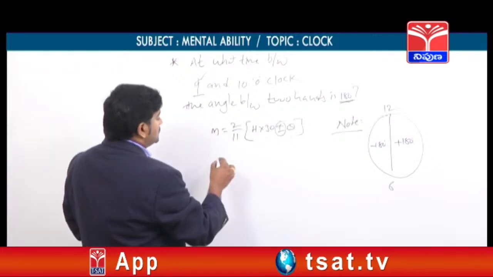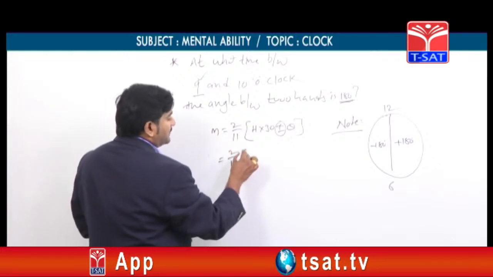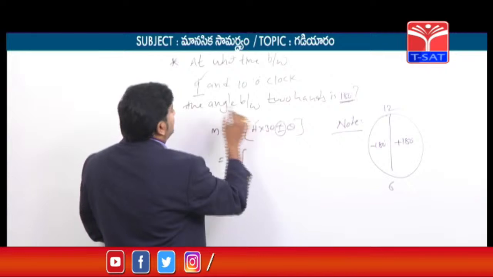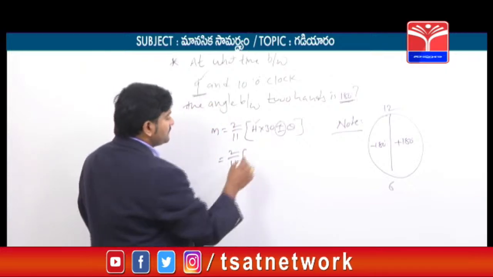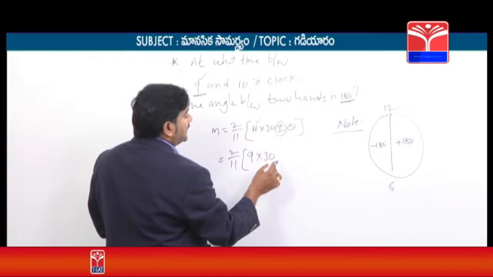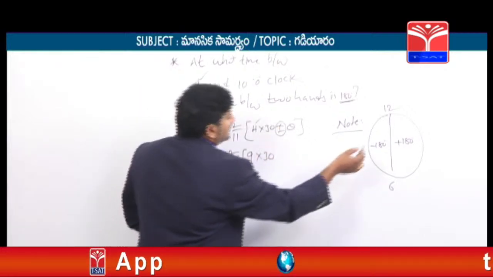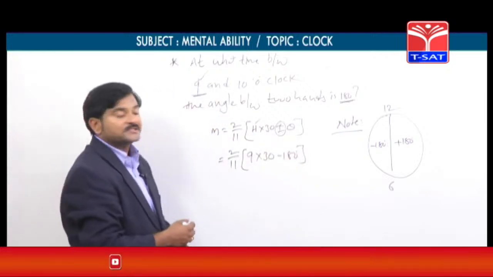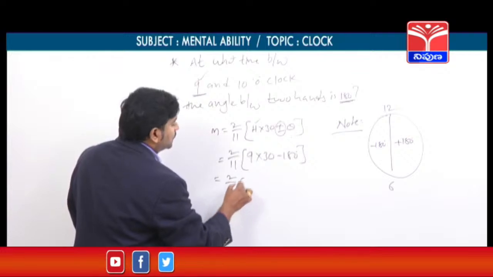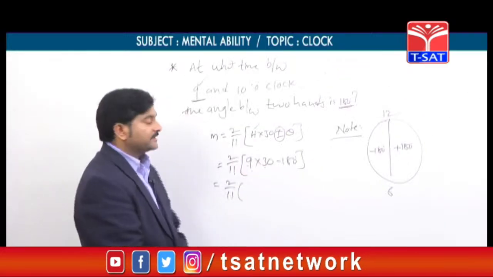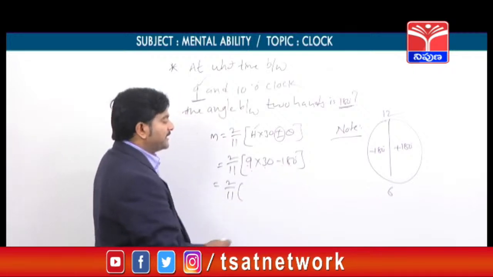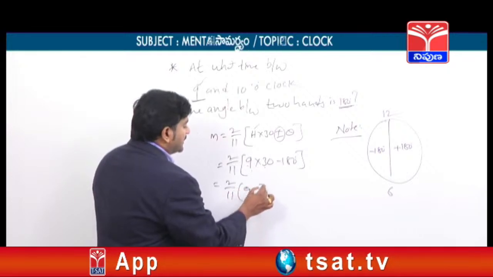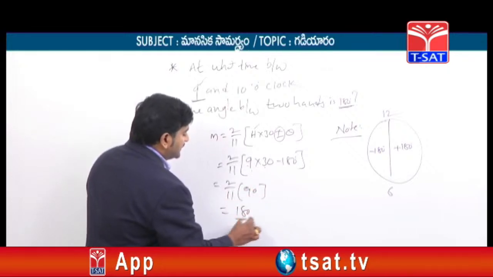Now let us solve the problem. What is the 2 by 11 formula? h into 30 plus or minus theta. What is our starting hour? The starting hour is 9. That's why 9 into 30, and here plus or minus is there. Since the time comes under the second part, we need to take minus 180 degrees. So, my dear students, 2 by 11 into 9 into 30 means 270 degrees. 270 degrees minus 180 equals 90 degrees. 90 degrees into 2 means 180 degrees by 11.